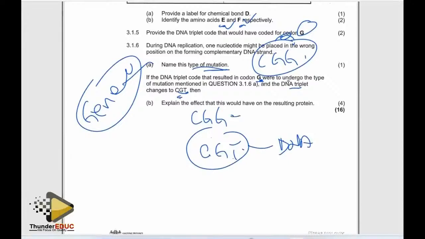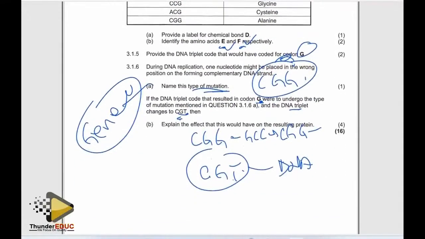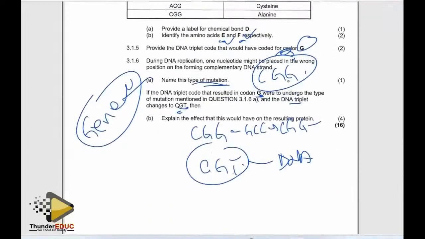So this is also DNA. So I'm going to convert it to messenger RNA, so it's going to be GCC, then I convert it to transfer RNA, so it's going to be CGG. So I look for CGG. CGG is alanine. See, alanine.